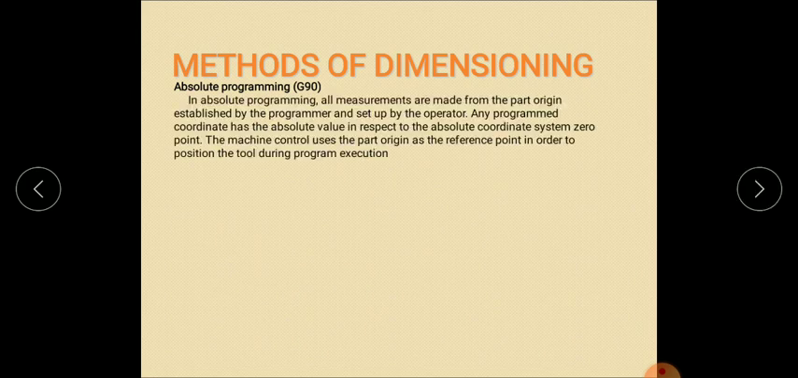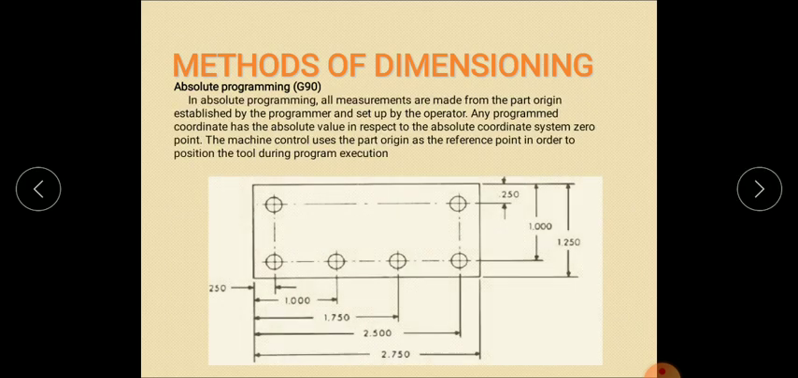What is absolute dimensioning? From the figure we can see that in absolute dimensioning all measurements are made from a part origin established by the programmer and set by the operator. So now consider this as the origin point. Whatever dimension you are going to specify, this is considered as the reference point. For example, see now he is giving the reference point of 1000 mm.